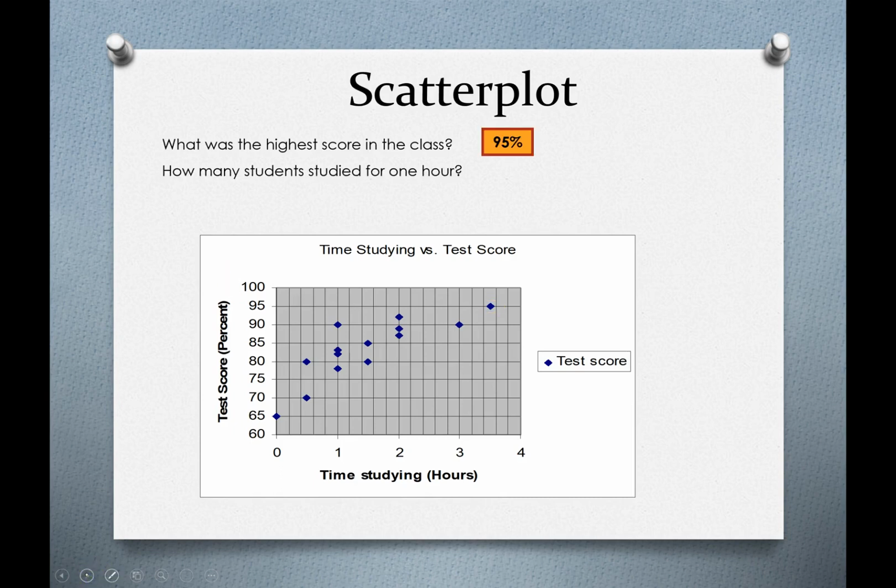How many students studied for 1 hour? Okay, what do you think? If you said these 4, you are correct. And how many students scored above a 75%? Well, that's a whole lot of students. It's everyone above that line. If you were to count those up, you would get 12 students. And these 2 students below scored under 75%.